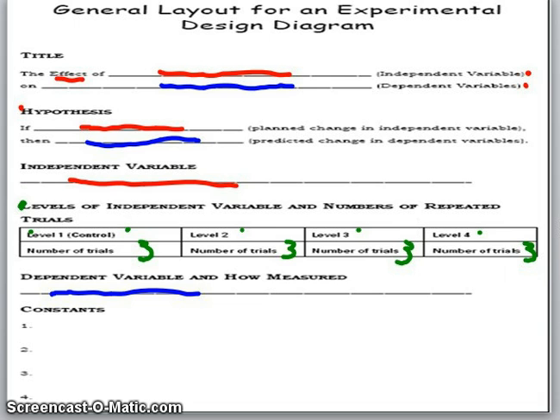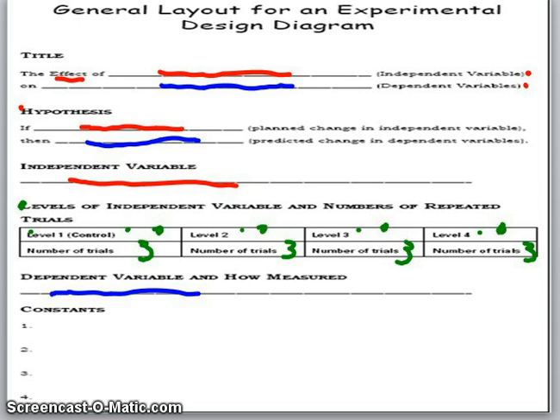So if you're going to be doing this, and maybe you're doing the strength of paper towels, your control right here might be the paper towel that your family normally buys. Level 2 might be maybe a less expensive type of paper towel. Level 3 right here might be a more expensive paper towel than what your family normally buys. And level 4 might be the most expensive paper towel. So that's another way to do that. But again, our number of trials are always going to be the same.